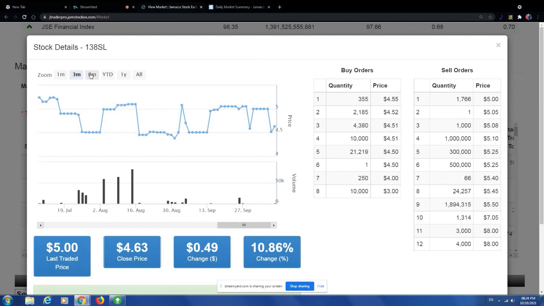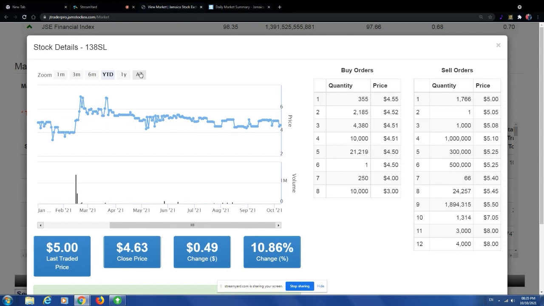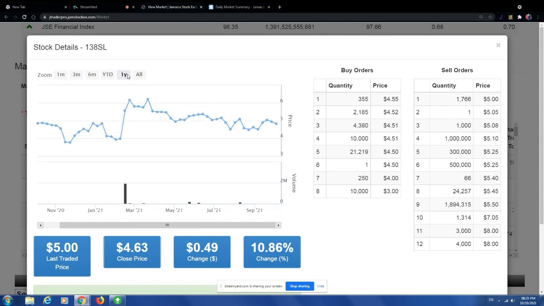So 3 months, 6 months, year to date is what YTD means, guys. And then 1 year is basically going back 1 year from the date of the particular trade.